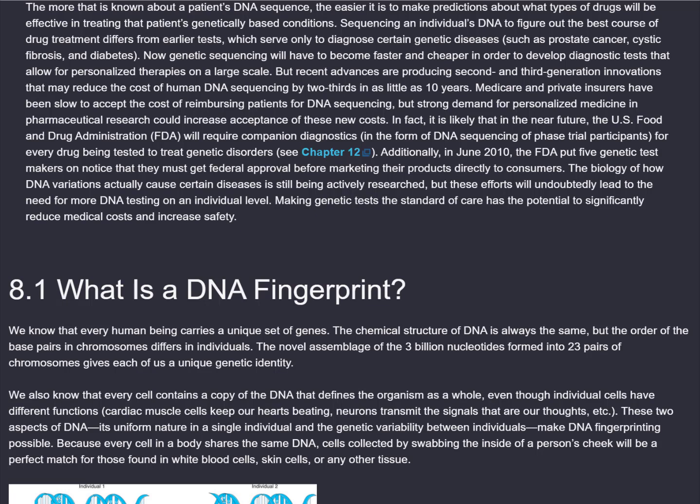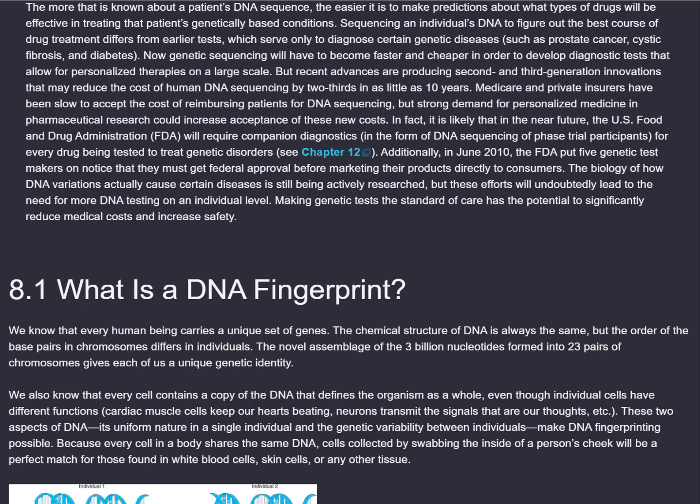Medicare and private insurers have been slow to accept the cost of reimbursing patients for DNA sequencing, but strong demand for personalized medicine in pharmaceutical research could increase acceptance of these new costs. In fact, it is likely that in the near future, the U.S. Food and Drug Administration, FDA, will require companion diagnostics, in the form of DNA sequencing of phase trial participants, for every drug being tested to treat genetic disorders, see Chapter 12.